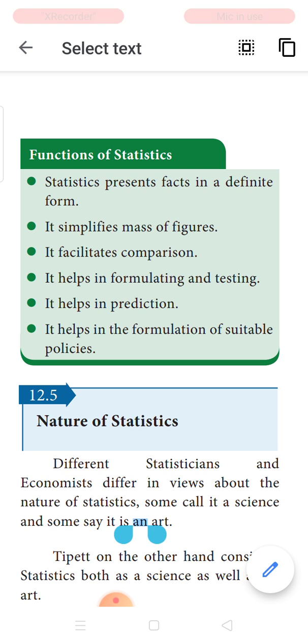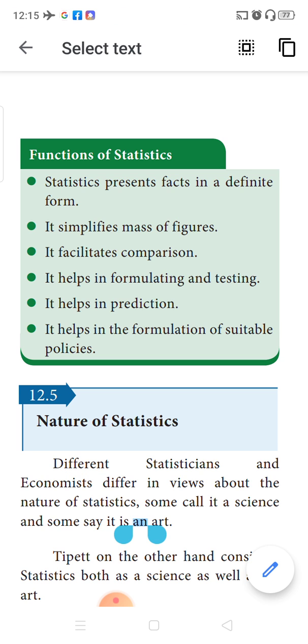See, when I say number 100, it exactly means 100 only. It doesn't mean anything between 50 and 150. It doesn't mean that. So, when I stick to one particular number, it means that that particular number is accurate. Next is, it simplifies mass of figures. When we take statistics, it is not possible for us to study the entire population. So, we just take a sample of the population and we interpret the nature of the population based on that small number.